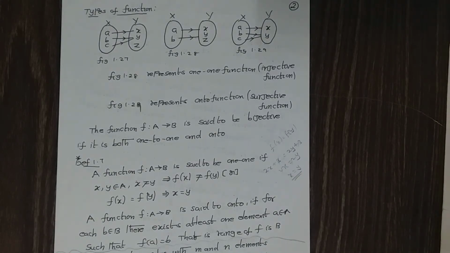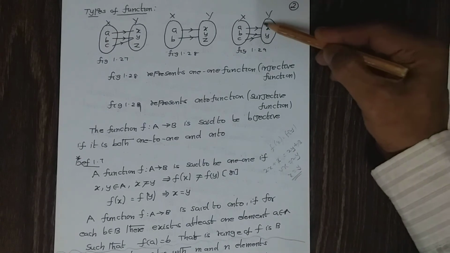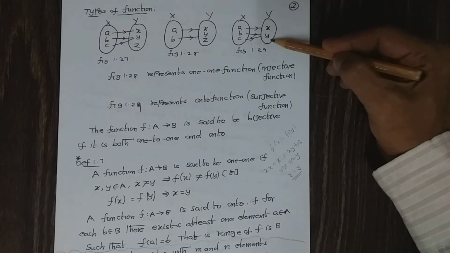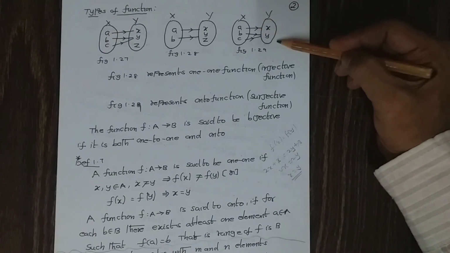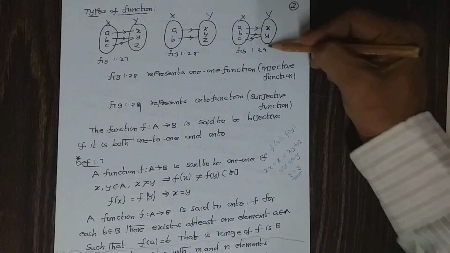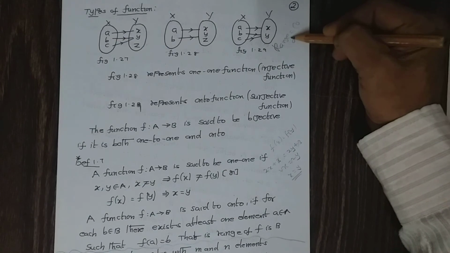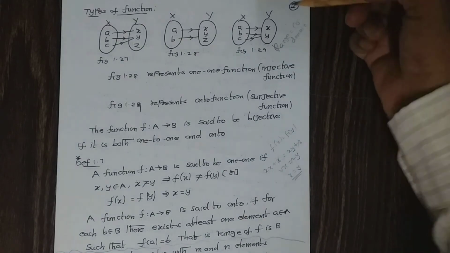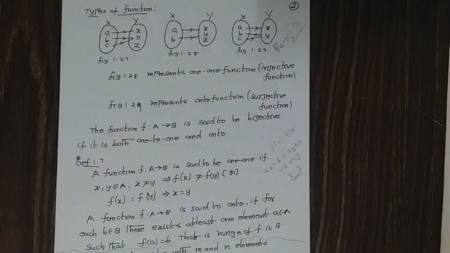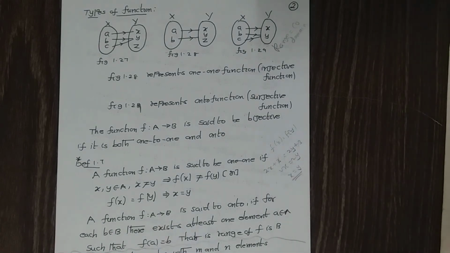Obviously, because you see here, what is the range of this one? x, y. Codomain also same, no? So range and codomain are equal means it is an onto function. Okay, so this is the way you have to see. You have to check whether every element in codomain possesses a pre-image in domain or not. If it possesses, basically it is an onto function.